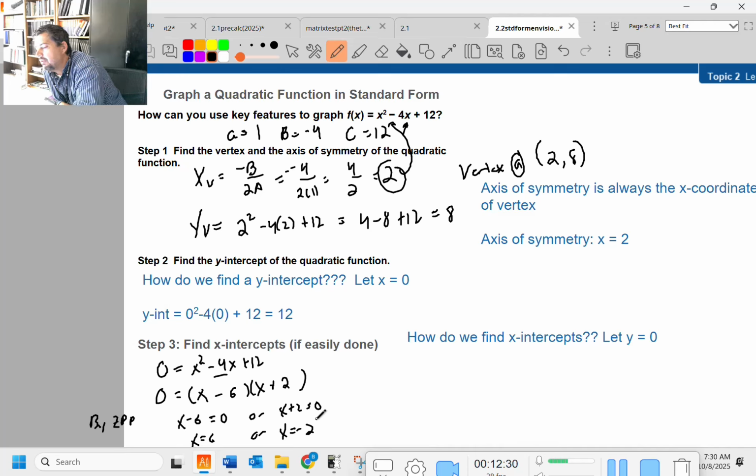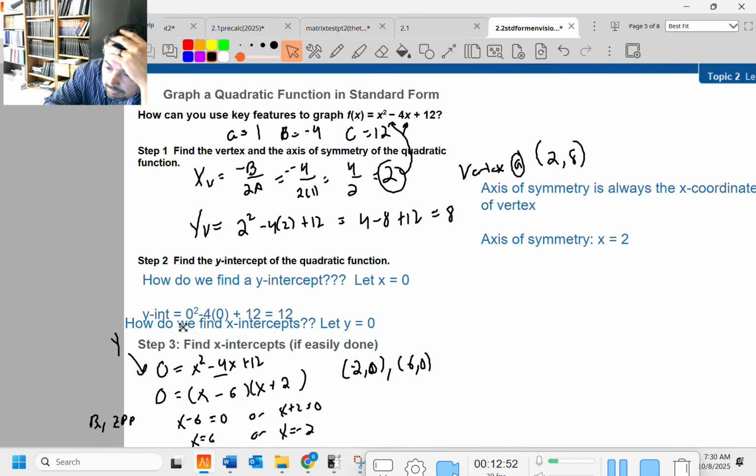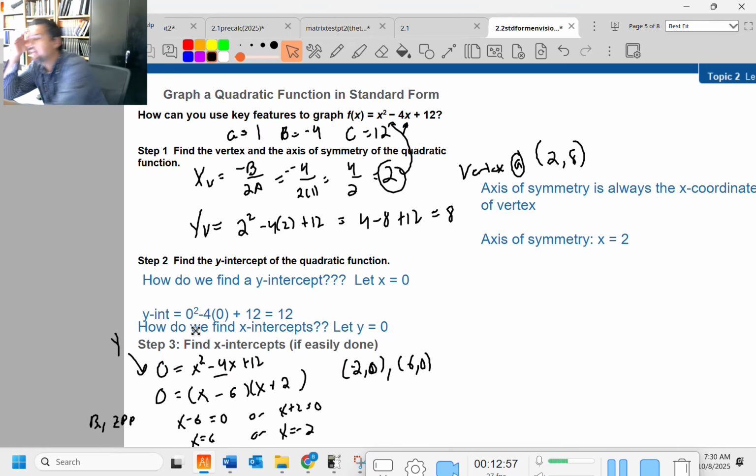Now, these ordered pairs happened when y was 0. So I got negative 2, 0 as an ordered pair, and I also got 6, 0 as an ordered pair. So I have lots and lots of cool stuff, and I can actually graph it now, because why not? Because that's kind of the point. Graph a quadratic in standard form. And we're going to throw a lot of stuff on it, okay?